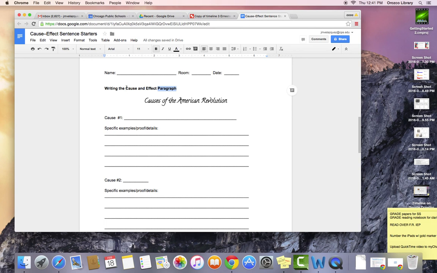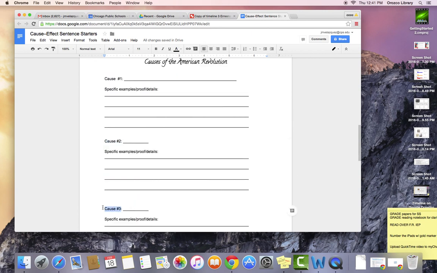Anyway, cause and effect, right? Causes of the American Revolution. You have decided, your partner has decided, chosen one cause, another cause, and a third cause of the American Revolution. So you're going to write it here. If you chose the Boston Tea Party, that's what you write. If you chose the English Bill of Rights, that's what you write, and so on and so forth on the lines here.